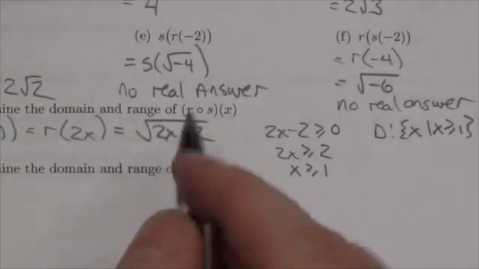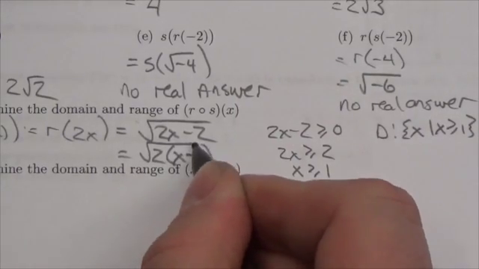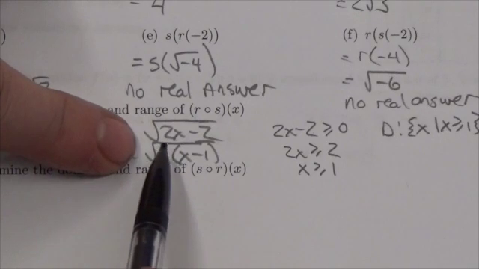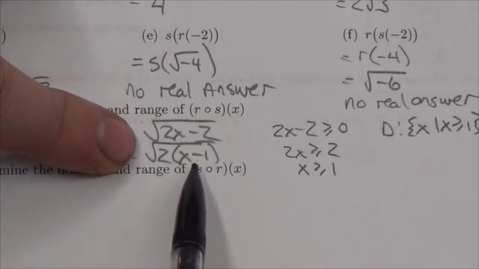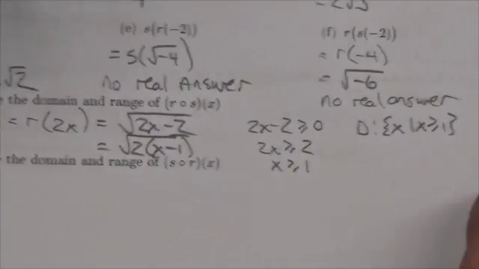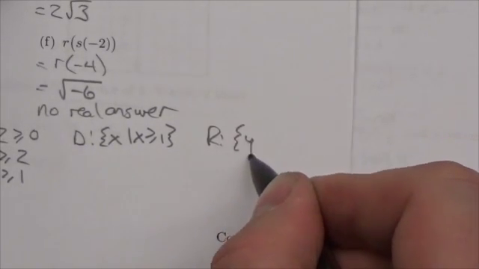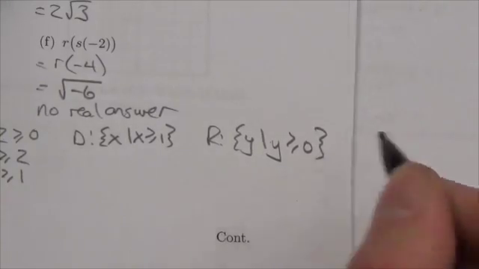Now, my range here, just take a quick look at this function. Take out the 2: x minus 1. This is a radical function that has undergone a horizontal stretch by a factor of a half and a horizontal translation 1 to the right. Neither one of those is going to affect the range here, so I can state that my range will be the same as any other radical function, greater than or equal to 0.